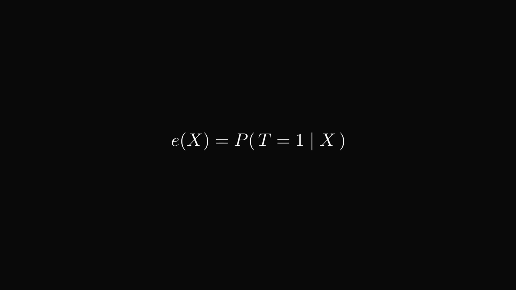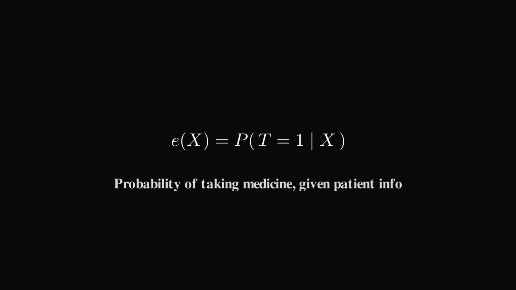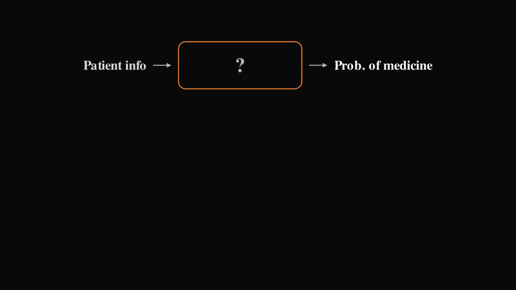The probability that a person takes the medicine, given their information. This is called the propensity score. It's just a name for the same probability we used before. So how do we find this probability? We train a statistical model on the data to estimate it. A common method is logistic regression.